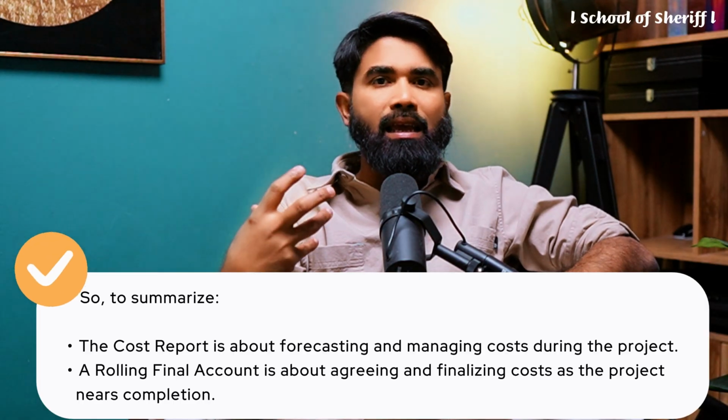So you're going to monitor and insert all the agreed amounts of money, agreed items and everything in it to flow, or to make your final account rolling throughout the months until the end. So that's going to forecast for you throughout the project how much I'm going to pay to the contractor at the end. Okay, this is the major difference.